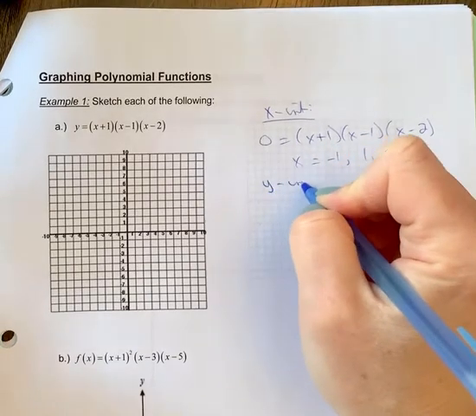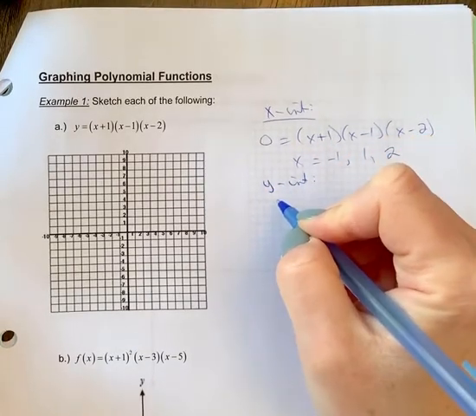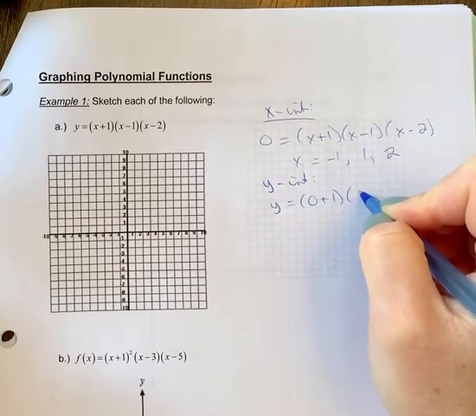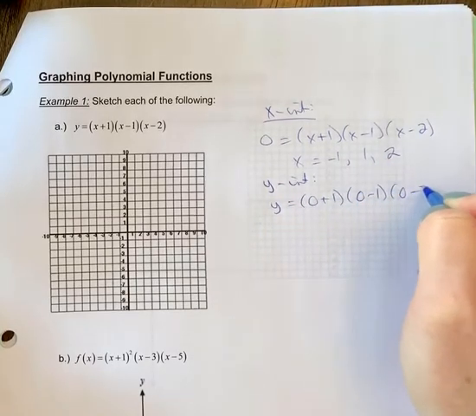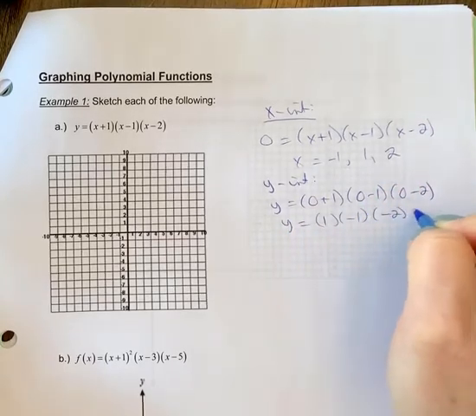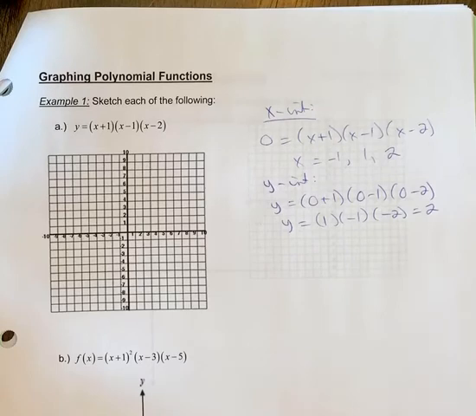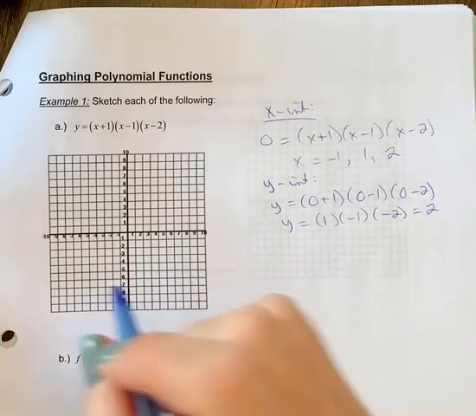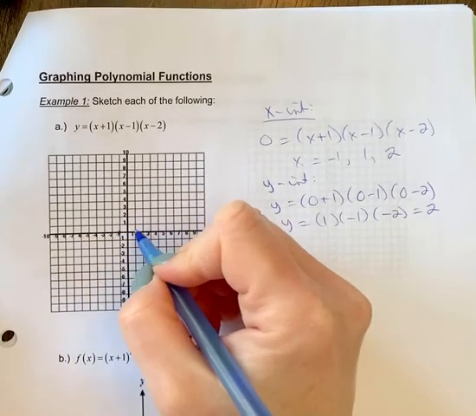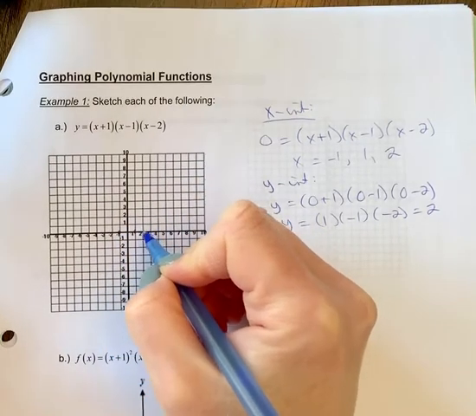The y-intercept, you're going to let x equal 0. So we plug in 0 every time we see an x value now. So we get 1 times -1 times -2, and we get 2. So those are key points we must plot. So we're going to plot this as we go. So -1 is a key point, 1 is a key point, and 2 is a key point.